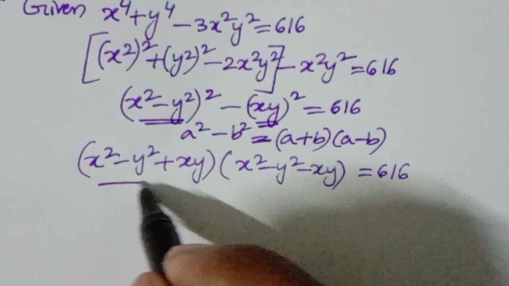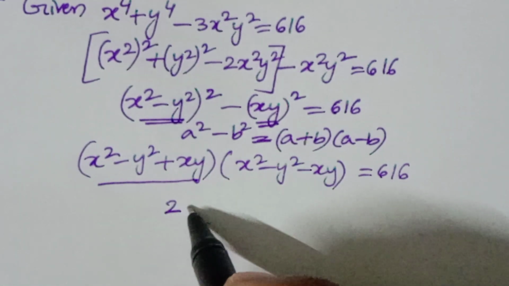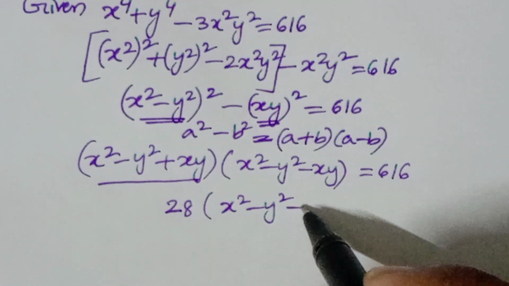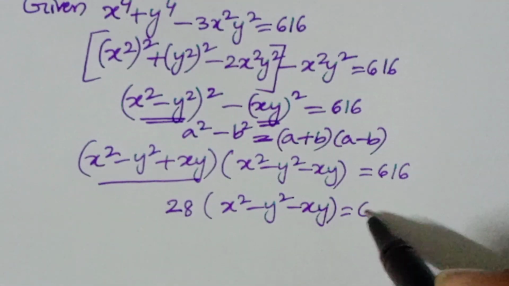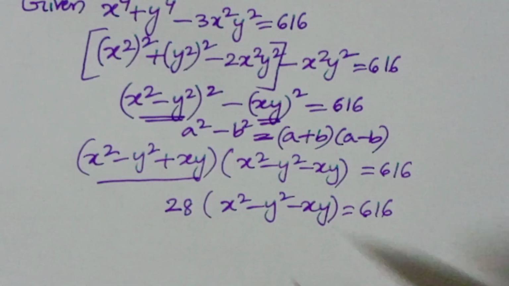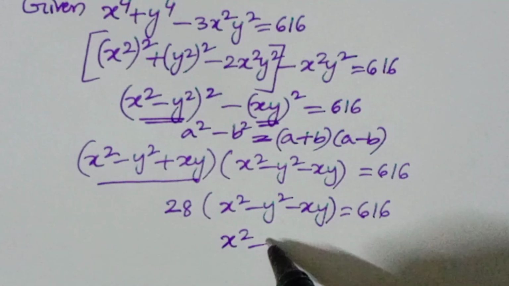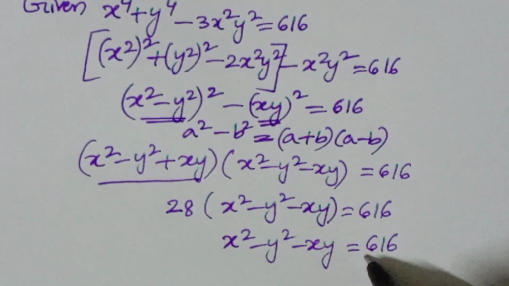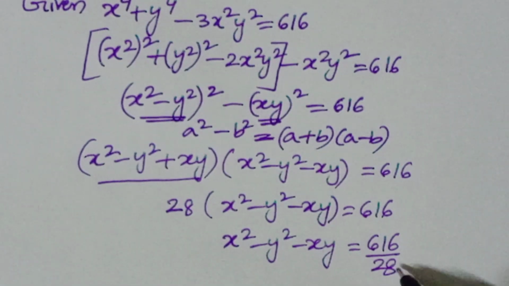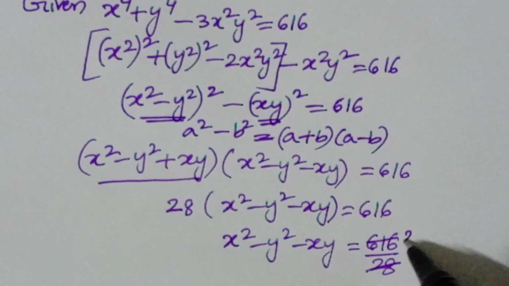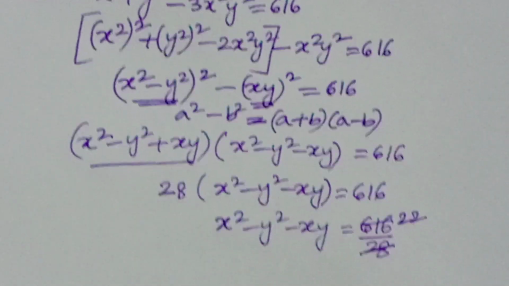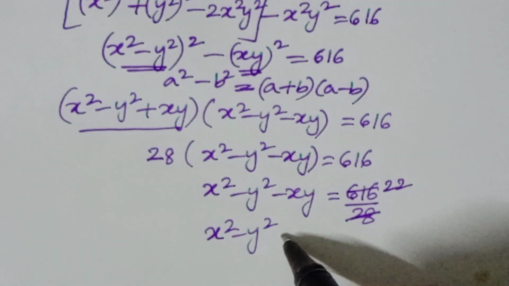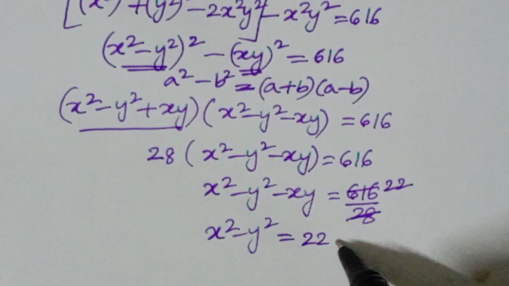Now in the problem it is given this value is 28. So 28 into (x squared minus y squared minus xy) is equal to 616. From this we will get x squared minus y squared minus xy is equal to 616 by 28. It is going 22 times. So here you can write x squared minus y squared is equal to 22 plus xy.